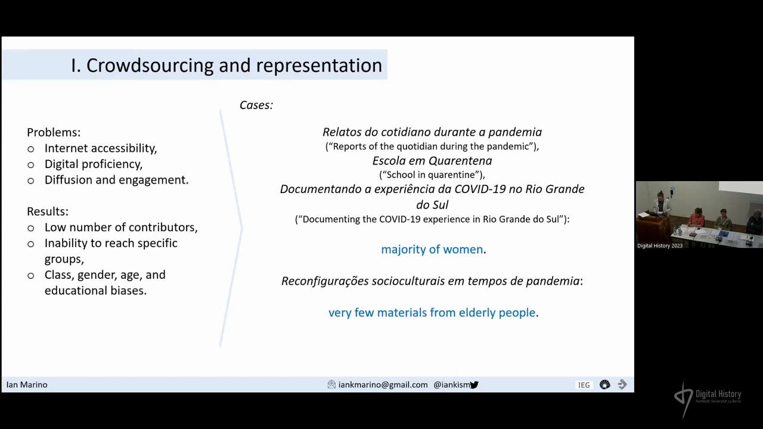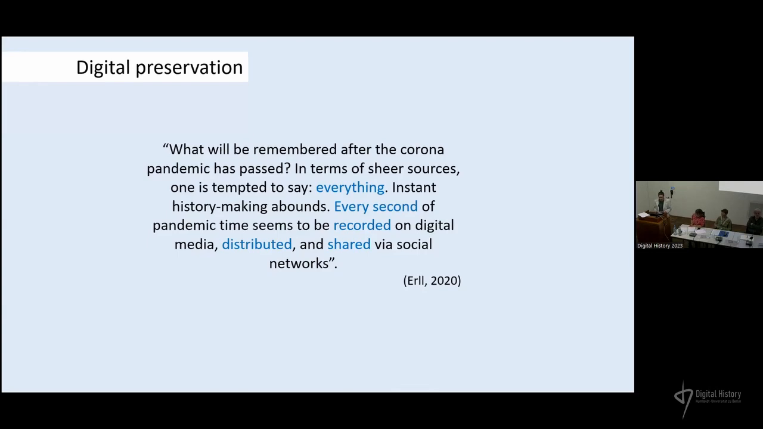Moreover, the project Reconfigurações Socioculturais has received very few materials from elderly people, as a possible reflection of inability or absence of habits using the internet. Finally, many of the COVID-19 digital archives in Latin America have shown a large prevalence of participants with higher educational degrees. Of course, it's really hard to reach people who didn't have basic education, because most of the time these people sometimes don't read, and they don't have the time, the interest, or the ability to access this type of initiatives.